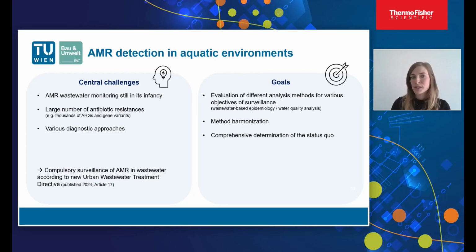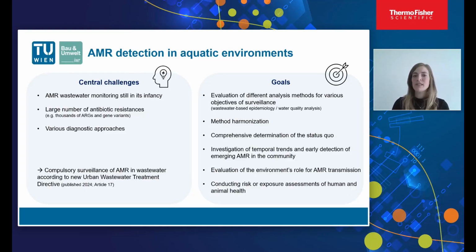And what are the goals now? So the goals would be to evaluate the different analysis methods for various objectives of surveillance. So either if it's the wastewater-based side, so upstream, or the water quality analysis side would be downstream. Then methods should be harmonized. Another goal would be a comprehensive determination of the status quo. And then it would be another goal to investigate temporal trends and to be able to detect emerging AMRs early in the community. And then the evaluation of the environment's role in the transmission of AMRs, and finally to conduct risk or exposure assessments of human but also animal health.